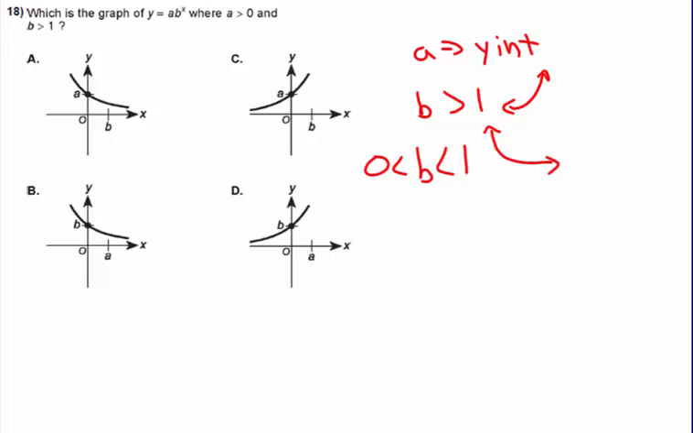So really just need to remember what an exponential function looks like. Remember, it's a times b to the x, where a is the y-intercept and b is your growth factor. Remember, this also looks a lot like geometric sequences.